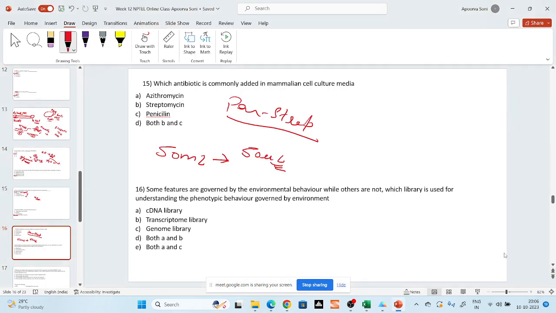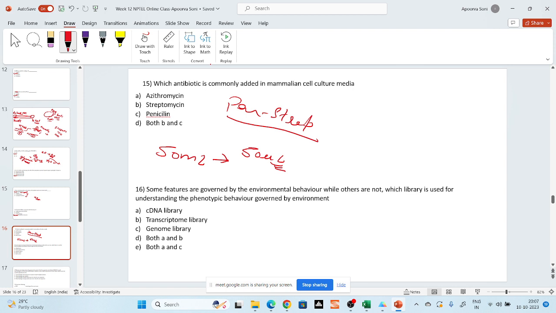Ma'am, in both we are actually dealing with the RNA. So that's transcriptome library means we are studying the transcriptome, the expressed region, and cDNA also represents the expressed region. And why are we looking at the expressed region and not the genomic region? Because we are talking about the features which are governed by the environmental behavior.